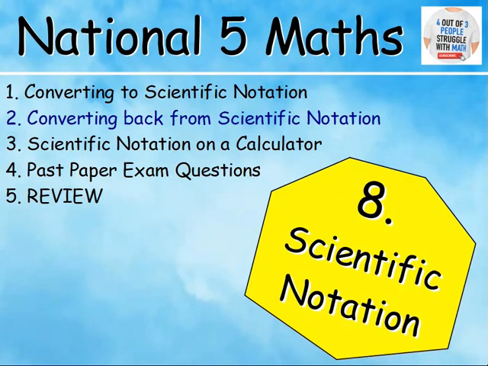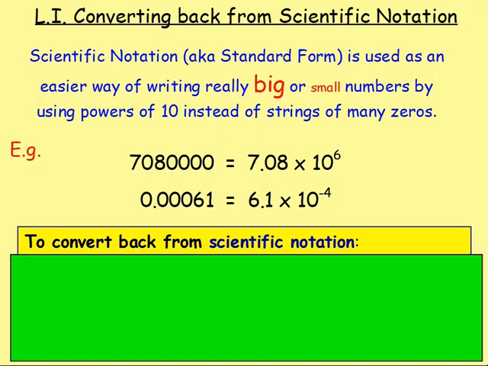And we're in Chapter 8, Lesson number 2. In the previous lesson, we were looking at scientific notation, what it is, and converting to it. But now, we're converting back from scientific notation. So, scientific notation, we know it's a way of writing really big or really small numbers, often used by scientists, and we use powers of 10.